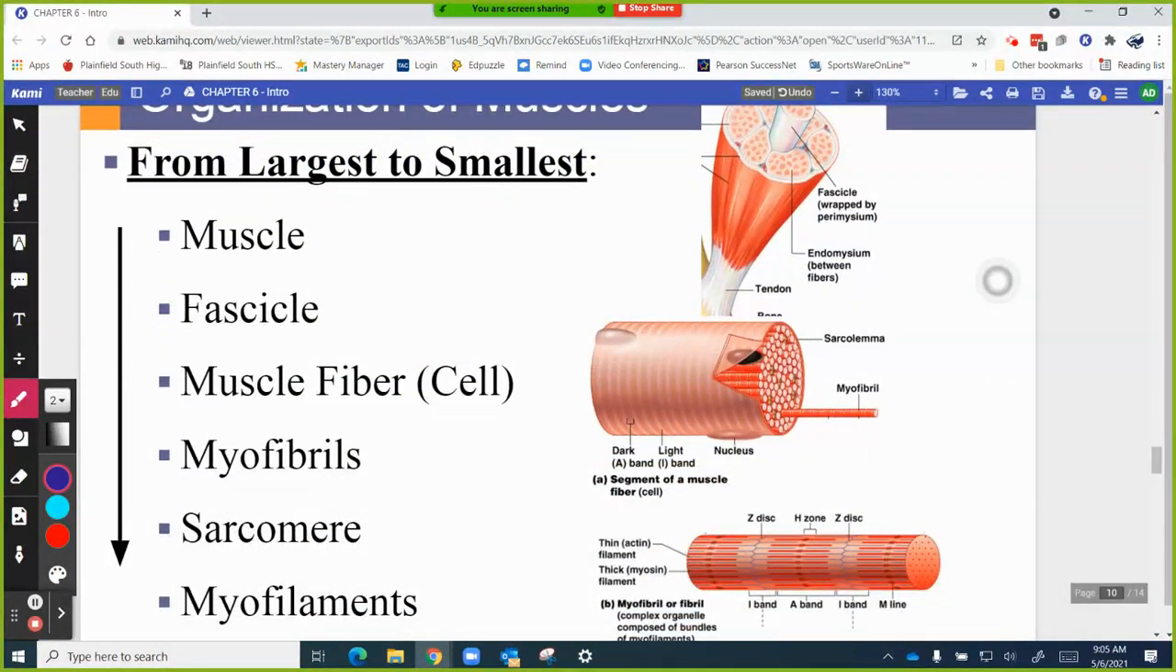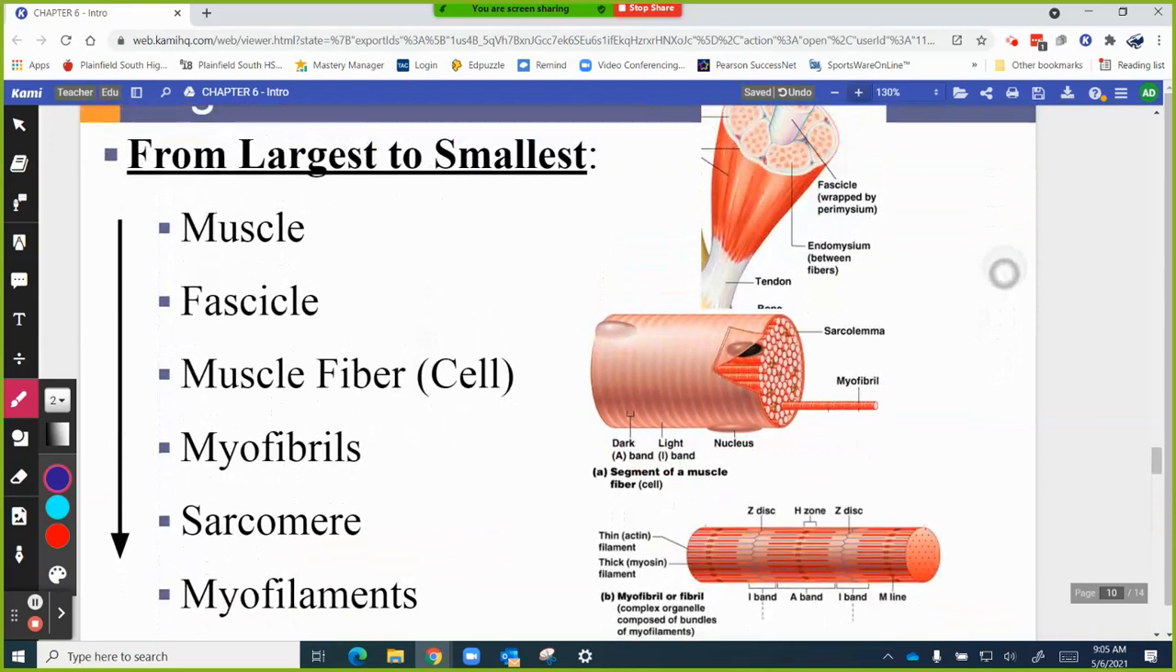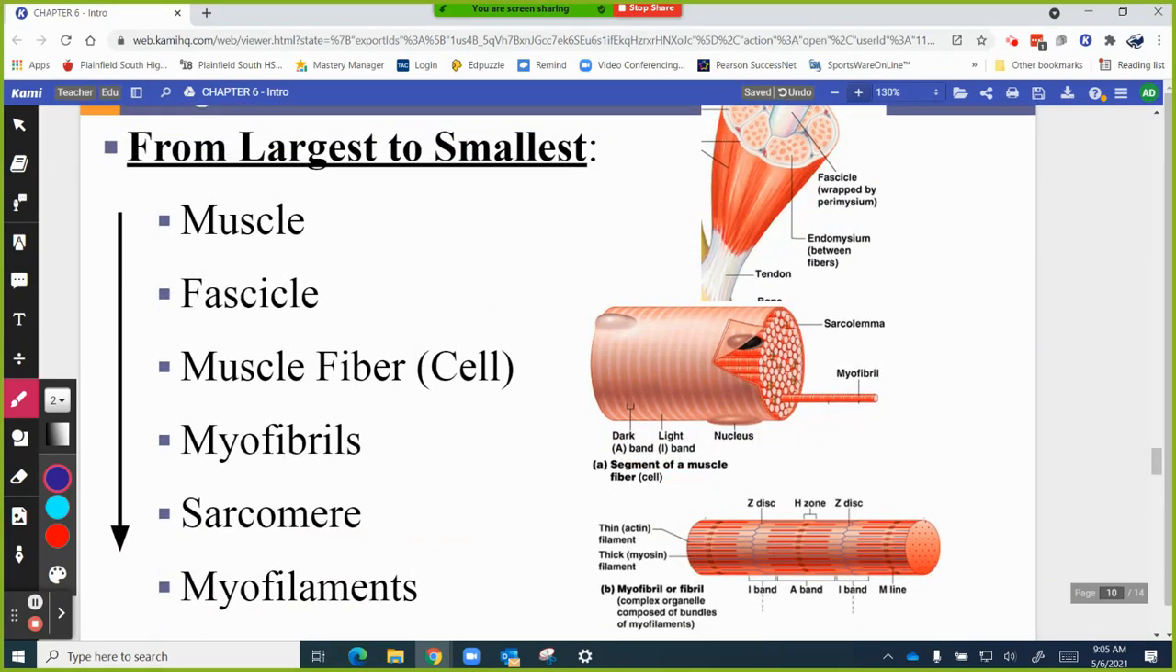Muscle tissue organization. All right, I would say that this is probably another fair game kind of question. You might have to put these in order or be asked what would come next. So just make sure you take a look at those. This is going from largest to smallest.